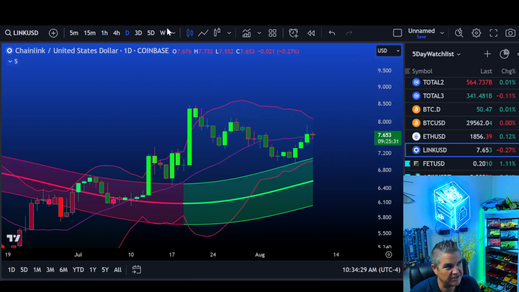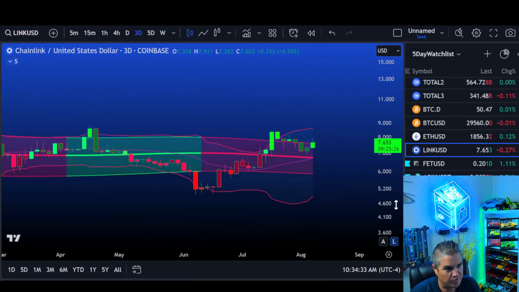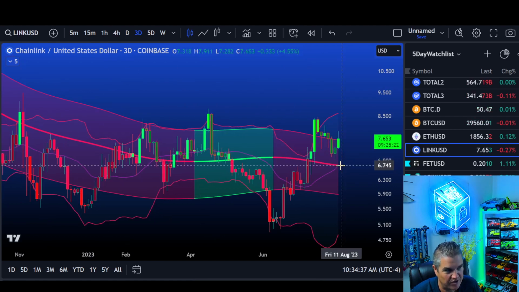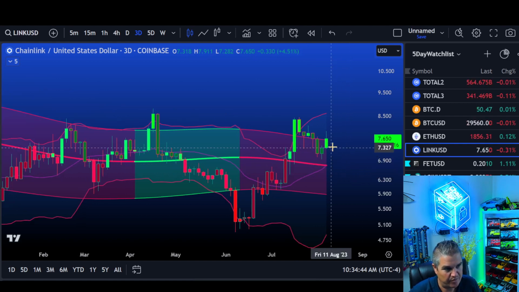Now we're back to traditional. Let's zoom out a little bit more. Let's go to the 3-day. And we're bouncing around here. The Gaussian channel, you can see it flipping back and forth, right? This is why the 5-day and the weekly are a little bit more concrete, with the least amount of fake-outs on the Gaussian channel. But we're trying to do our best to maintain.